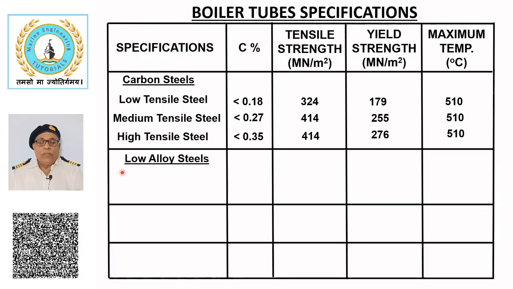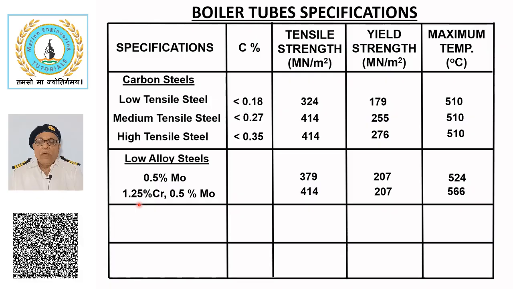Low alloy steels. Low alloy steel with 0.5% molybdenum has average yield strength of 207 meganewton per meter square at an average temperature of 524 degrees Celsius. Low alloy steel with 1.25% chromium and 0.5% molybdenum has average yield strength of 207 meganewton per meter square at an average temperature of 563 degrees Celsius.